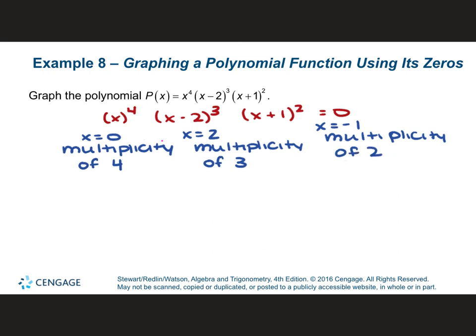Now, you can still find your end behavior here as well. With that power, it would just be the 4, and they would both be going the same way. There's no reflection here, so it would just be as x approaches negative infinity, y approaches infinity, and as x approaches positive infinity, y approaches positive infinity as well.